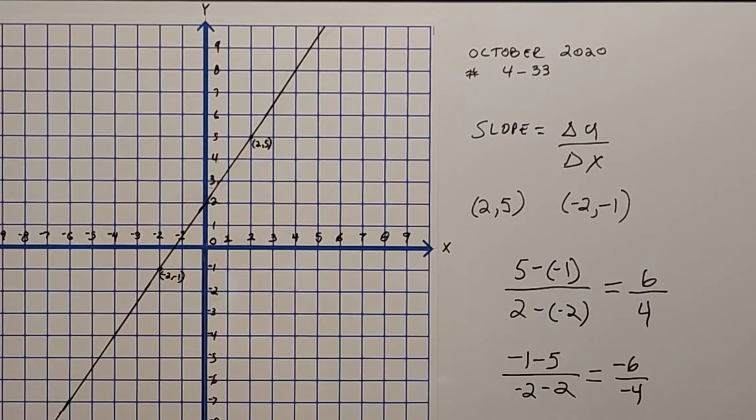You cannot enter any negatives in the grid, though. None of the numbers can be negative. So -6 divided by -4 is not going to work.